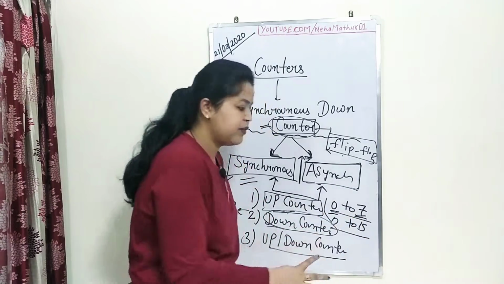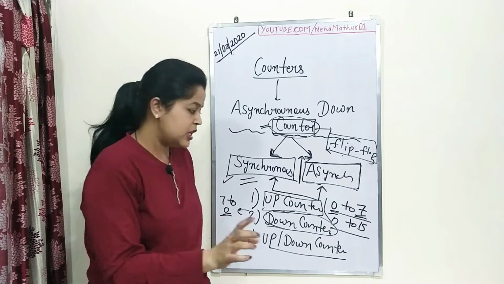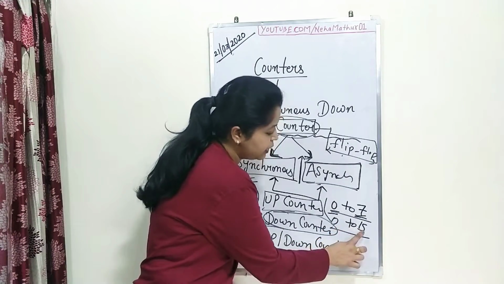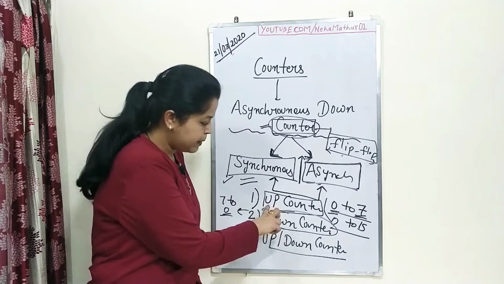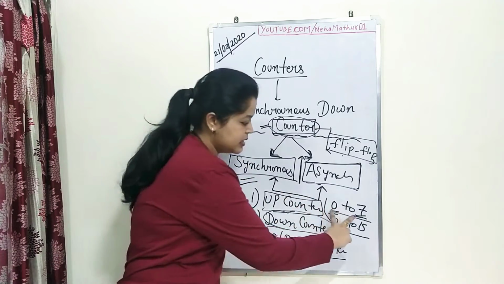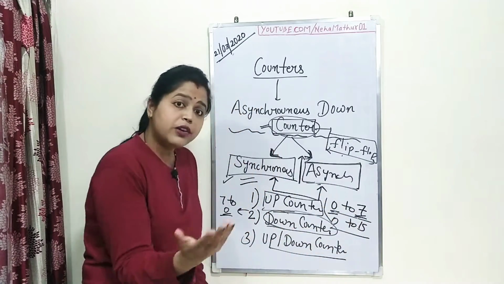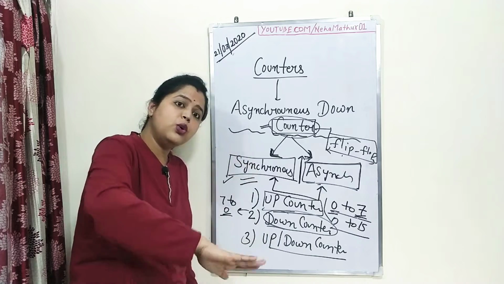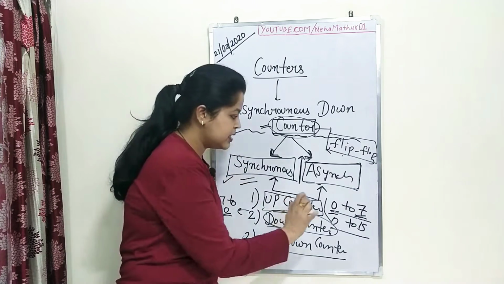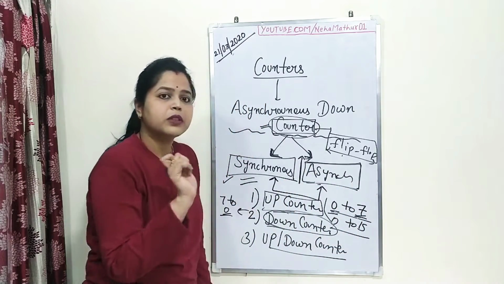So 0 to 7. If you have a 4-bit combination, then 2 raised to the power 4 is equal to 16, so it will start from 0 and go till 15. An up counter starts to count from a lower digit and counts till a higher digit. These digits are not fixed. This may vary from 0 to 7, or you can start from 0 to another digit, but the lower digit will be small while the higher digit will be large.